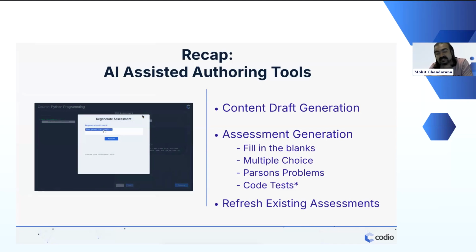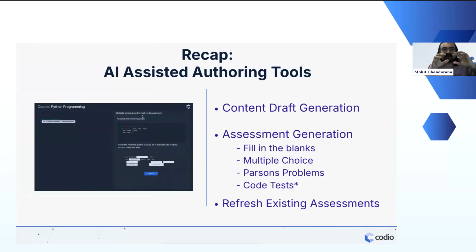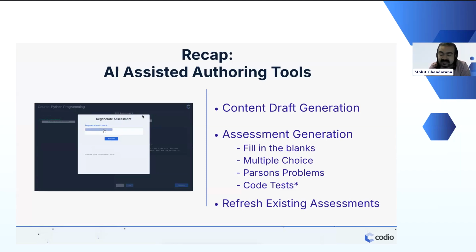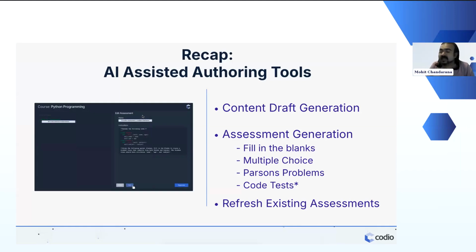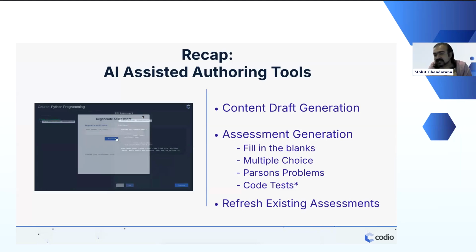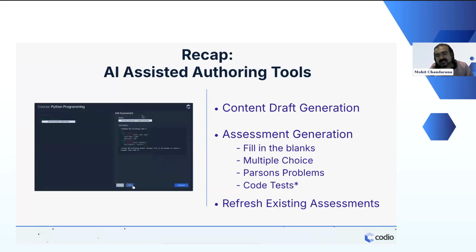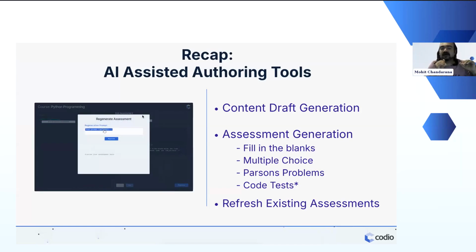And the other is assessment generation, as we can see in this GIF here, where the context of the page is automatically fed to the LLM, and you can have formative as well as summative assessments. You can have fill in the blanks, multiple choice, Parsons problems, and as of last week, input-output code tests. We're also working on adding advanced unit tests to this as well, so stay tuned for that. But not only can you add new assessments, you can also refresh existing assessments to make sure that each cohort just gets a new question, and you can leave your worries behind of answer sharing or other problems.